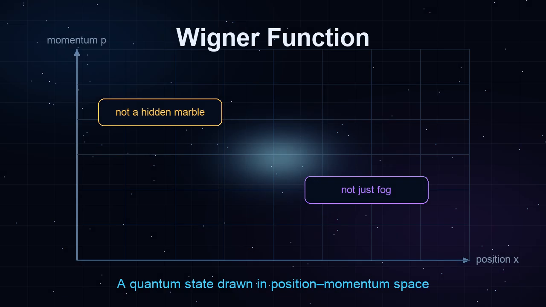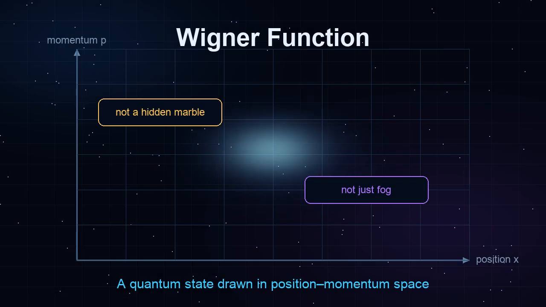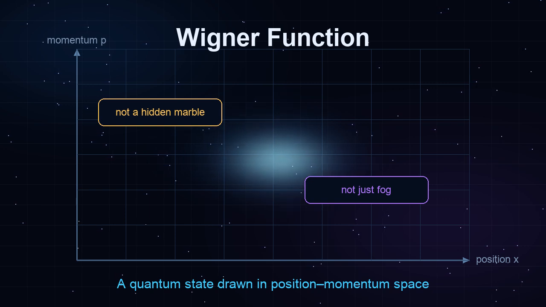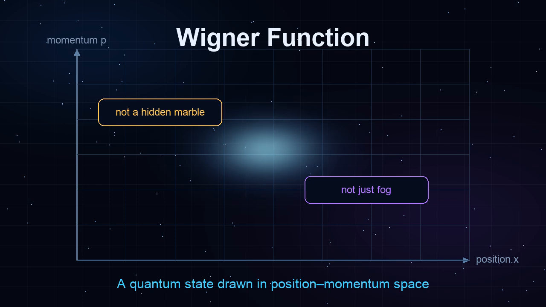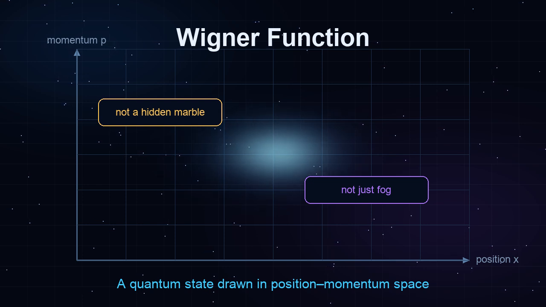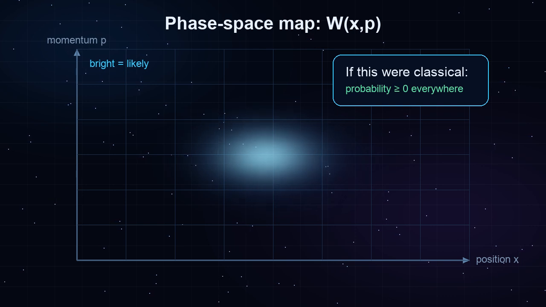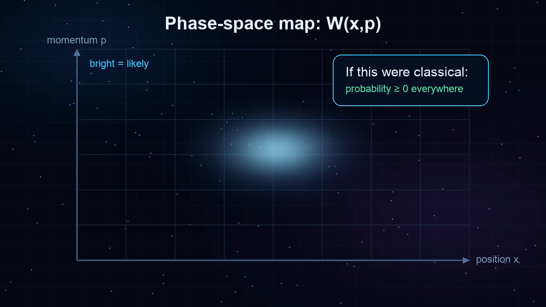A quantum particle does not behave like a tiny marble hiding at one exact point. But it also is not just a fog of probabilities. The Wigner function is a way to draw quantum behavior on a map that looks almost classical. Put position on one axis, momentum on the other, and write W of x and p.